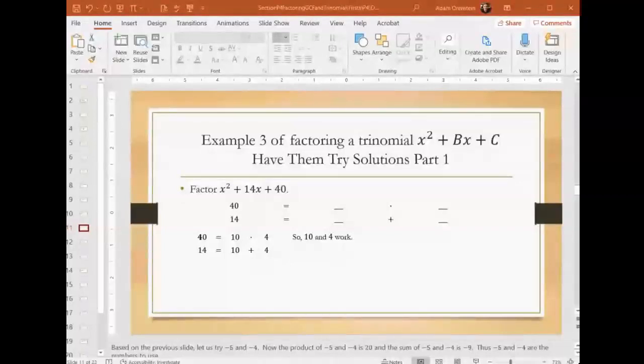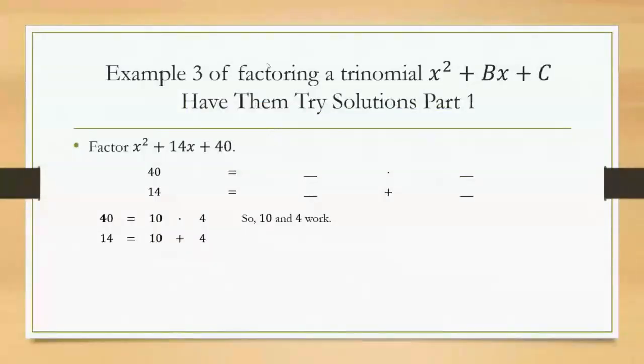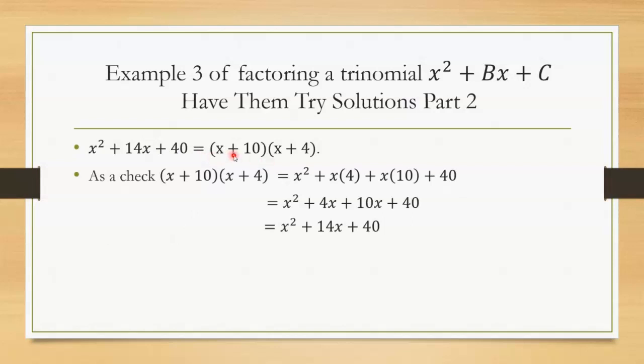Okay. It is possible that there may not be a pair. In that case, the polynomial cannot be factored. That can happen. So again, we get 10 and 4, because the product is 40 and the sum is 14. So now we can factor this, namely, we get this factorization, x plus 10 times x plus 4.